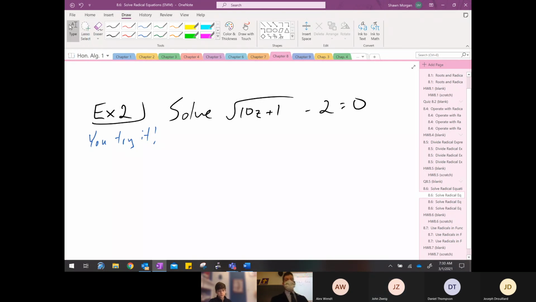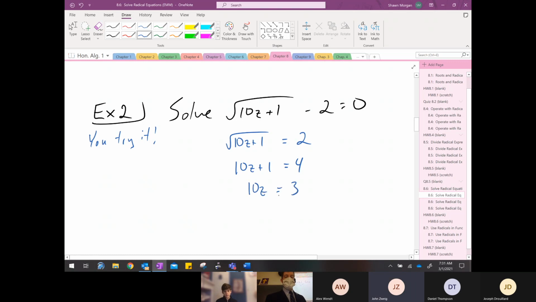All right, John, tell me what do I do first here? What's my first step right out of the gate? Add 2 to both sides. All right, good. So I got 10z plus 1 equals 2. And then the next step will be? Square both sides. So I got 10z plus 1 equals 4. And then take me home. You got 2 more steps. I subtracted 1 from both sides and divided by 10. Very good. So we got 3/10. And when we plug that in, it's not an extraneous solution. We get a true statement: 0 on the left, 0 on the right. Well done, John. Thank you.